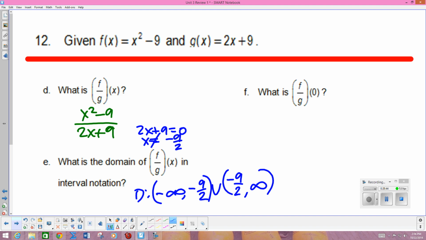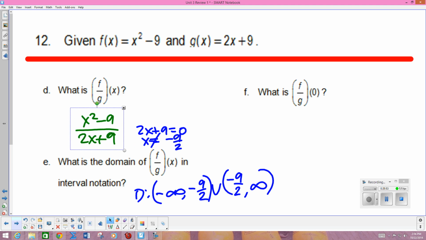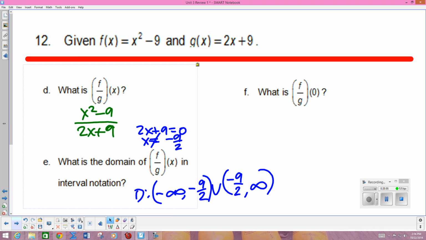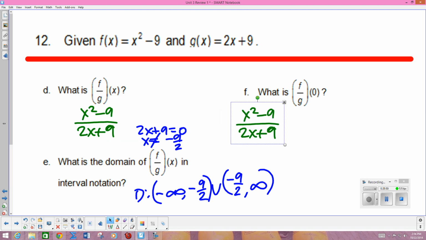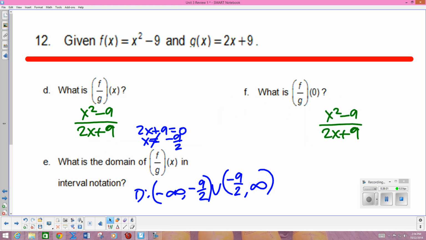And now I'm going to substitute in my values at 10. So I'm looking at what is f divided by g, and this is what I got for f divided by g. So in fact, I'm just going to take that and I can clone it, and I can use it again right here. So that's what I solved for.